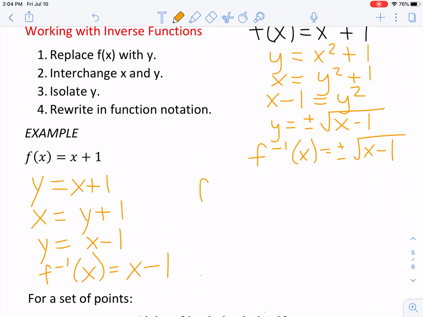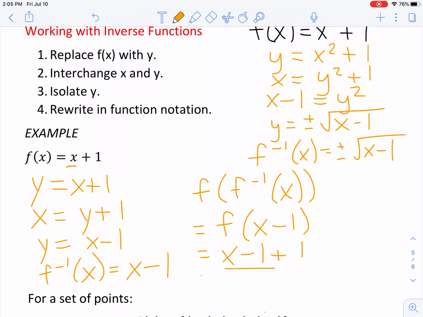So what happens when we do f of f inverse of x? We want to plug f inverse into f. We want to plug x minus 1 into f where the x was. So we end up with x minus 1 plus 1, which is just x. So that's an interesting result. Whenever we do this with an equation, we should just get back the input. So if we put f of f inverse of 2, we should get back 2. Whatever we put in, we get out because it just undoes the operation with the inverse and the original.